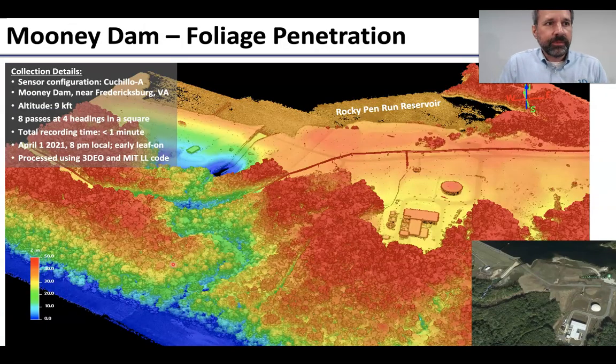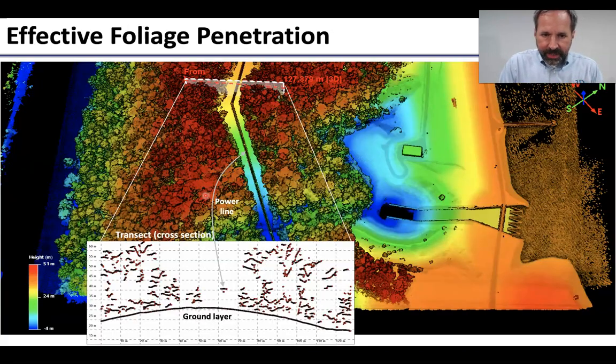This is an example from the Mooney Dam. It's a reservoir in Virginia. This is data from 8 passes. The actual amount of data that's used to make this image is less than 1 minute of recording time. And you see a significant amount of foliage, a power line coming in here. But what I'd like to show you is the ability of this system to penetrate through heavy forest canopy.